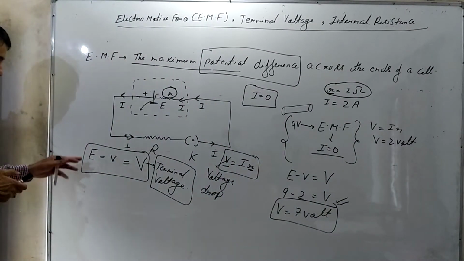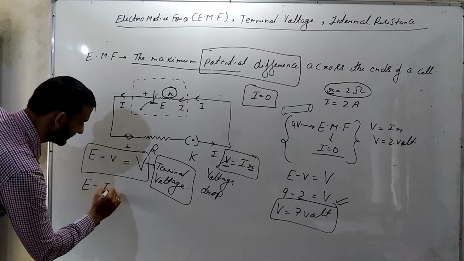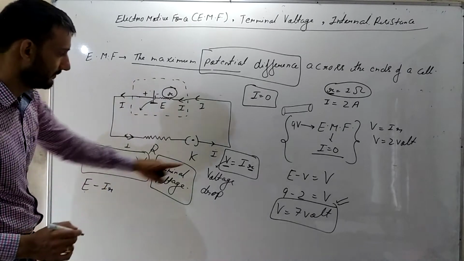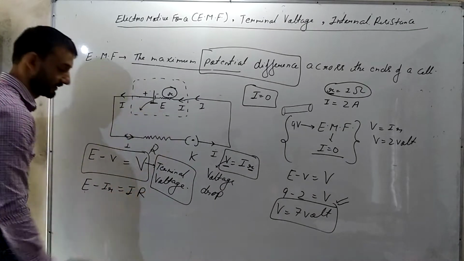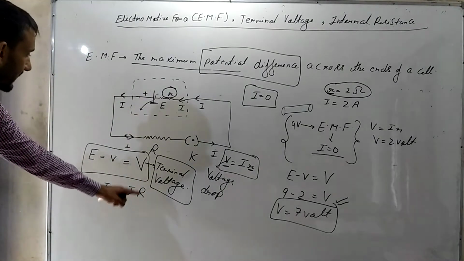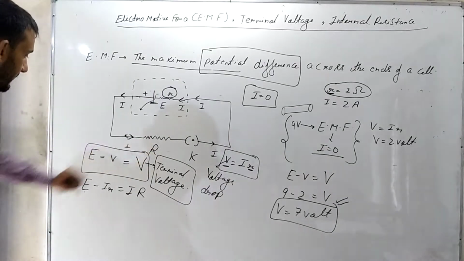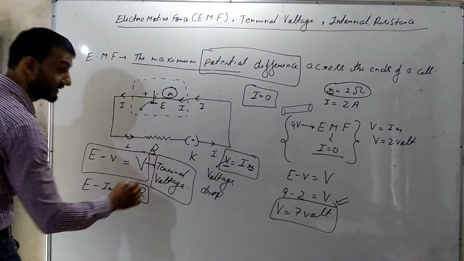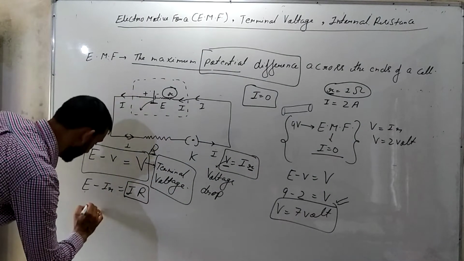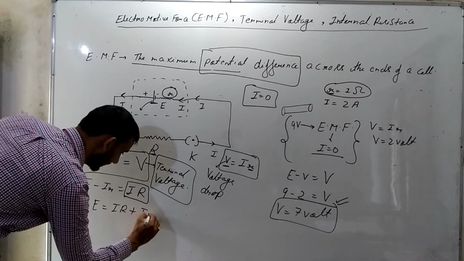So now look at this equation. E minus, I can write I small r, because this is r, and instead of this V I can write I capital R. Why am I writing I capital R? Because I is the current and R is the external resistance. So this much is left for the external resistance, which was the LED in that case. So E is equals to I capital R plus I small r.